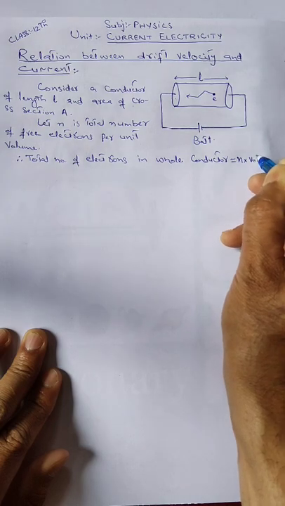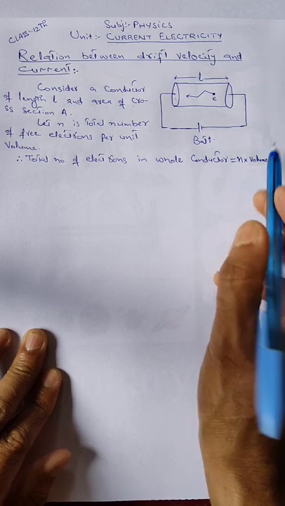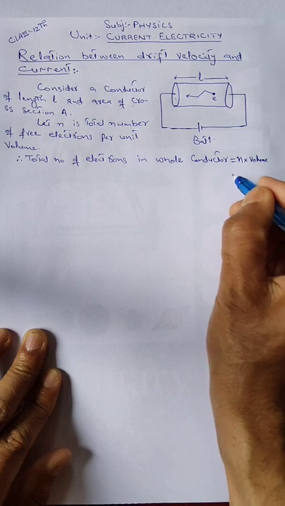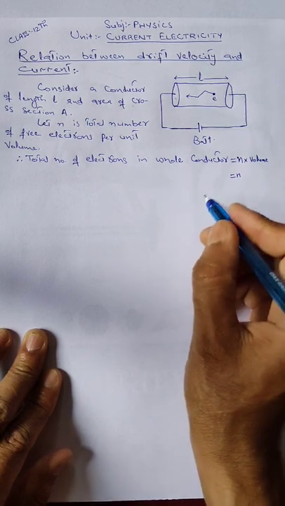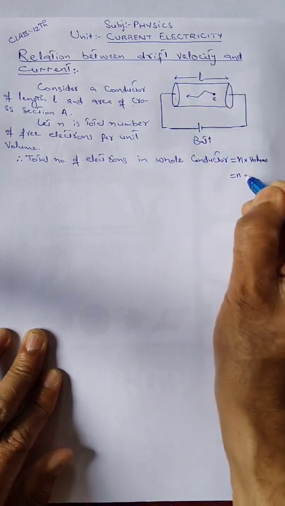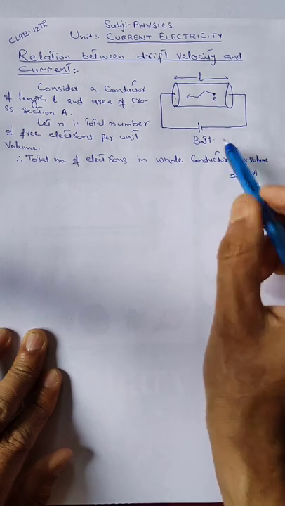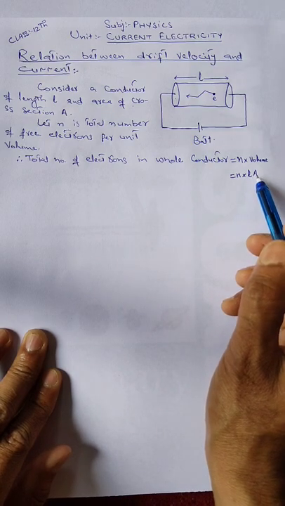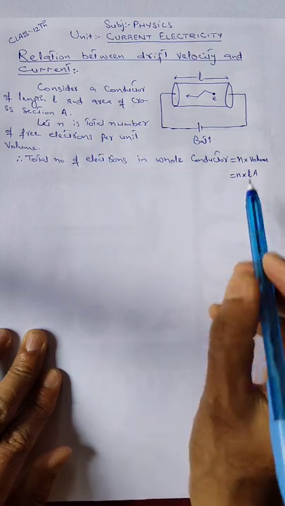If the volume is more, the number of electrons will be more. If the volume is less, the number of electrons will be less. So I may write it is equal to n times the volume. For a circular conductor, the volume is length into area of cross section, so the total number of electrons in the whole conductor is n L A.